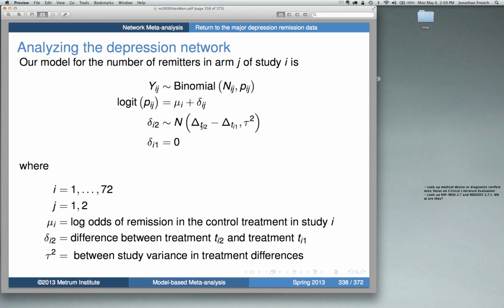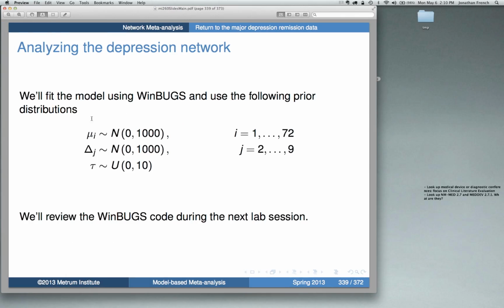And because of the consistency assumption that we're building into our network, the difference between treatment 2 and treatment 1 in study I is centered at the difference between treatment 2 and venlafaxine in study I and the difference between treatment 1 and venlafaxine in study I. So these capital deltas are our fundamental parameters, and we'll have 9 of those fundamental parameters. Okay, and this between study variance then we assume to be tau squared. And because we'll be fitting this in a Bayesian context, we have some prior distributions, and we'll cover those when we look at the WinBUGS model.